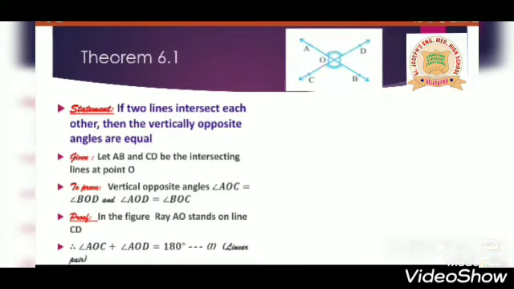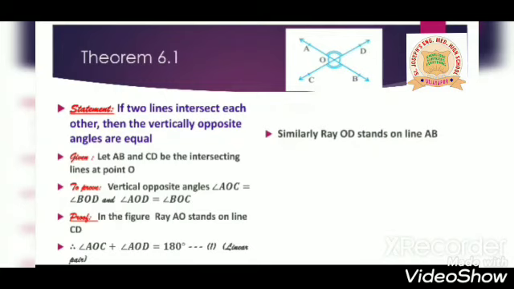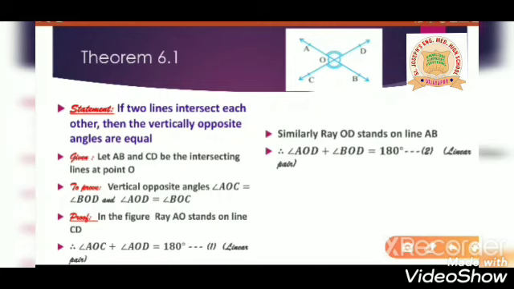Now similarly, what are you going to write? Ray OD. If you observe, this ray is standing on the line AB. So we write: similarly, ray OD stands on the line AB. If it is standing on it, then the linear pair should be equal to 180 degrees. So we are going to write: therefore angle AOD plus angle BOD is equal to 180 degrees.